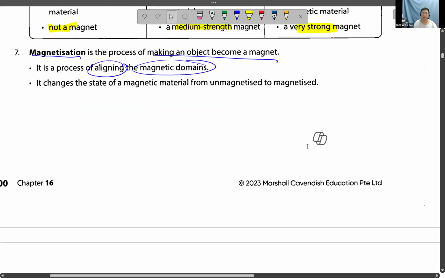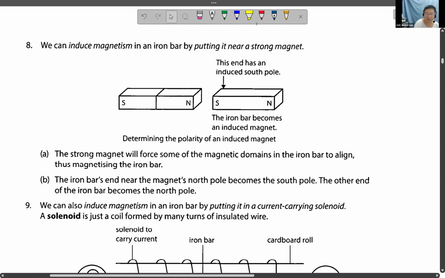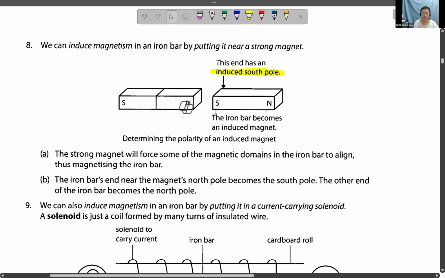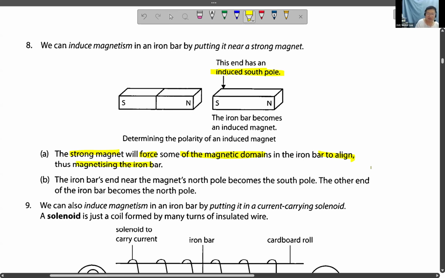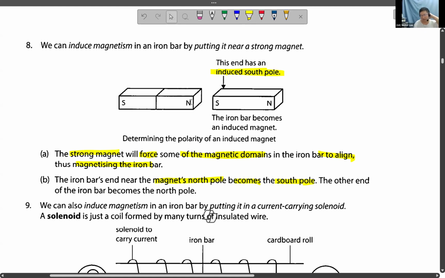Like this, you put a bar magnet. The end nearer will induce. Induce means that you produce a south pole without touching; you induce an opposite pole. What happens is the strong magnet will force some of the domains to align, and therefore magnetize the iron bar. So the iron bar near the magnet's north pole becomes a south pole because of the alignment. You align in one direction, so it becomes north, south, and so on in one direction.